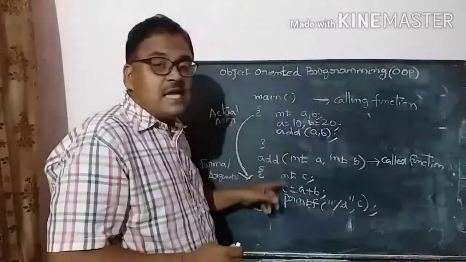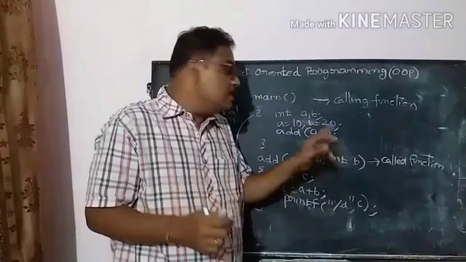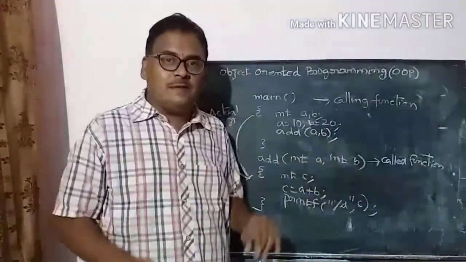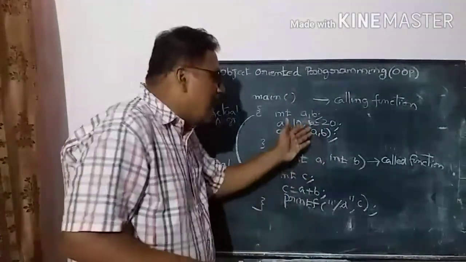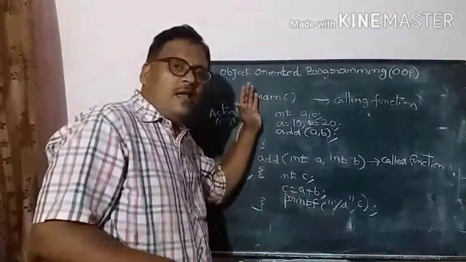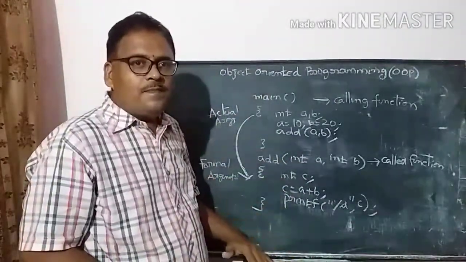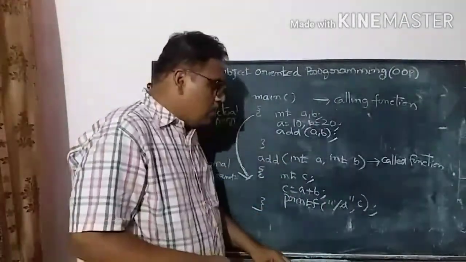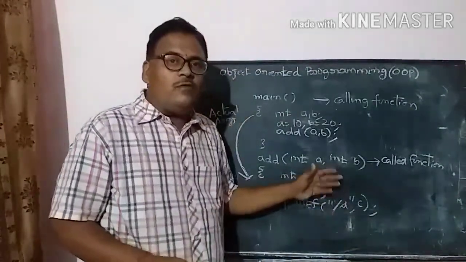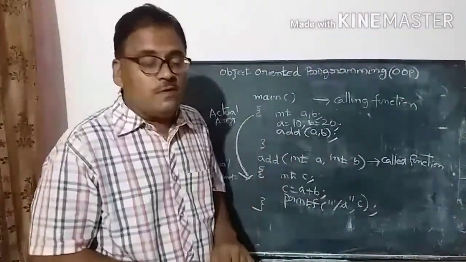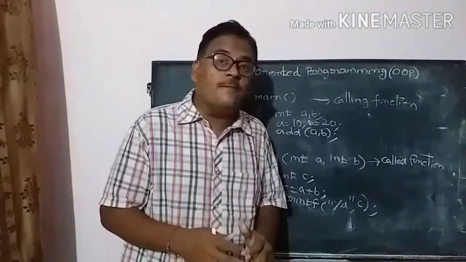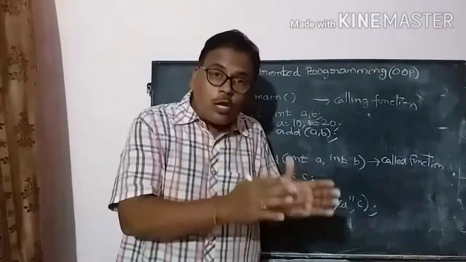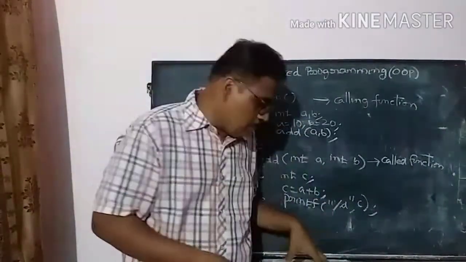This is the second category of function: functions with arguments and without returns. So data is freely moved from the main function to the add function. The same example we will write in the fourth category of function. What is meant by the fourth category of function? Functions with arguments and with returns.